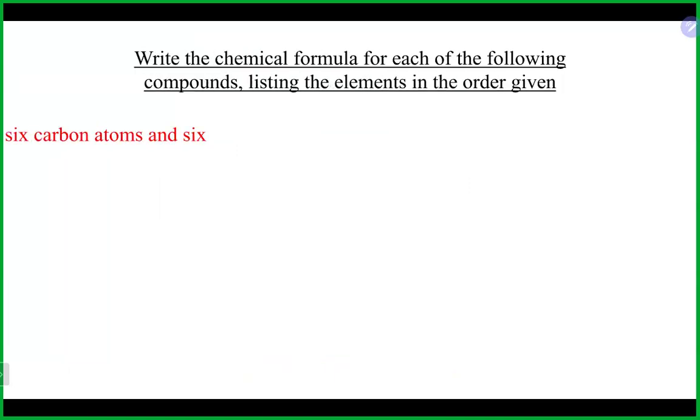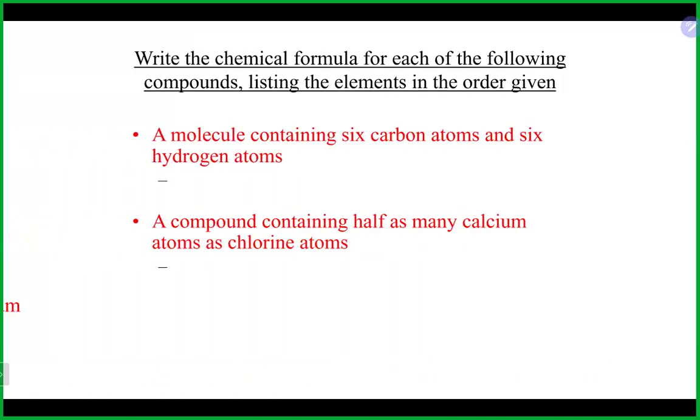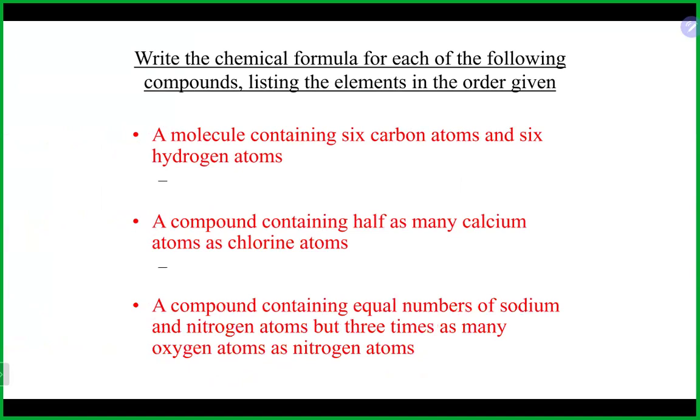Let's take a look at a couple examples here. Why don't you take a couple of minutes to come up with the proper formulas for each of these? Okay, let's take a look and see. For the first one, we have 6 carbon atoms. Carbon is C, and once again we would do a subscript next to it. And we have 6 hydrogen atoms. So something like that. We have a compound that has half as many calcium as chlorine. Another way of looking at that is I have 1 calcium, so I should have twice as much chlorine. So it looks something like that.